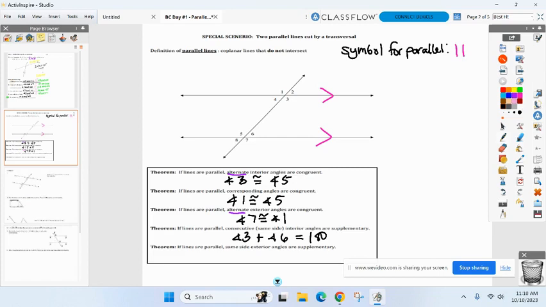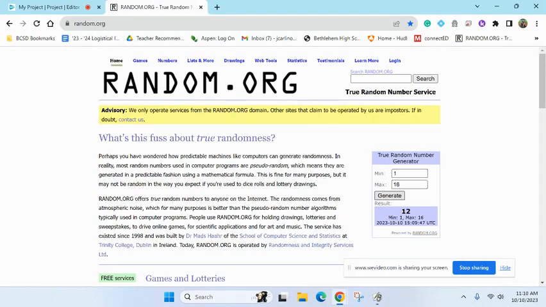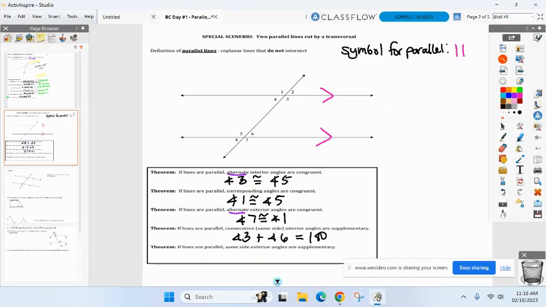And then the same thing applies for same side exterior angles. Same side exterior. Give me a pair. Same side exterior angles. Thomas, back to you. 7 and 2 look good to me. So angle 7 plus angle 2 equals 180. All right, before we get into the algebra problems, quick review.